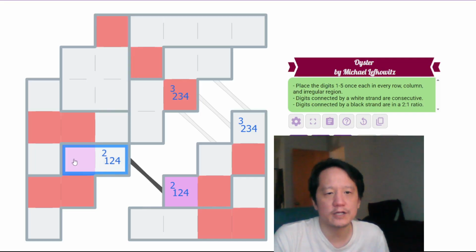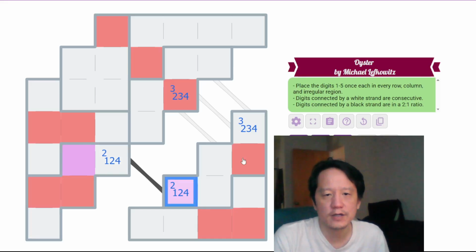Where is red in this region here? It must be here, which means this can't be red, which means red has to be there, which means this can't be red.